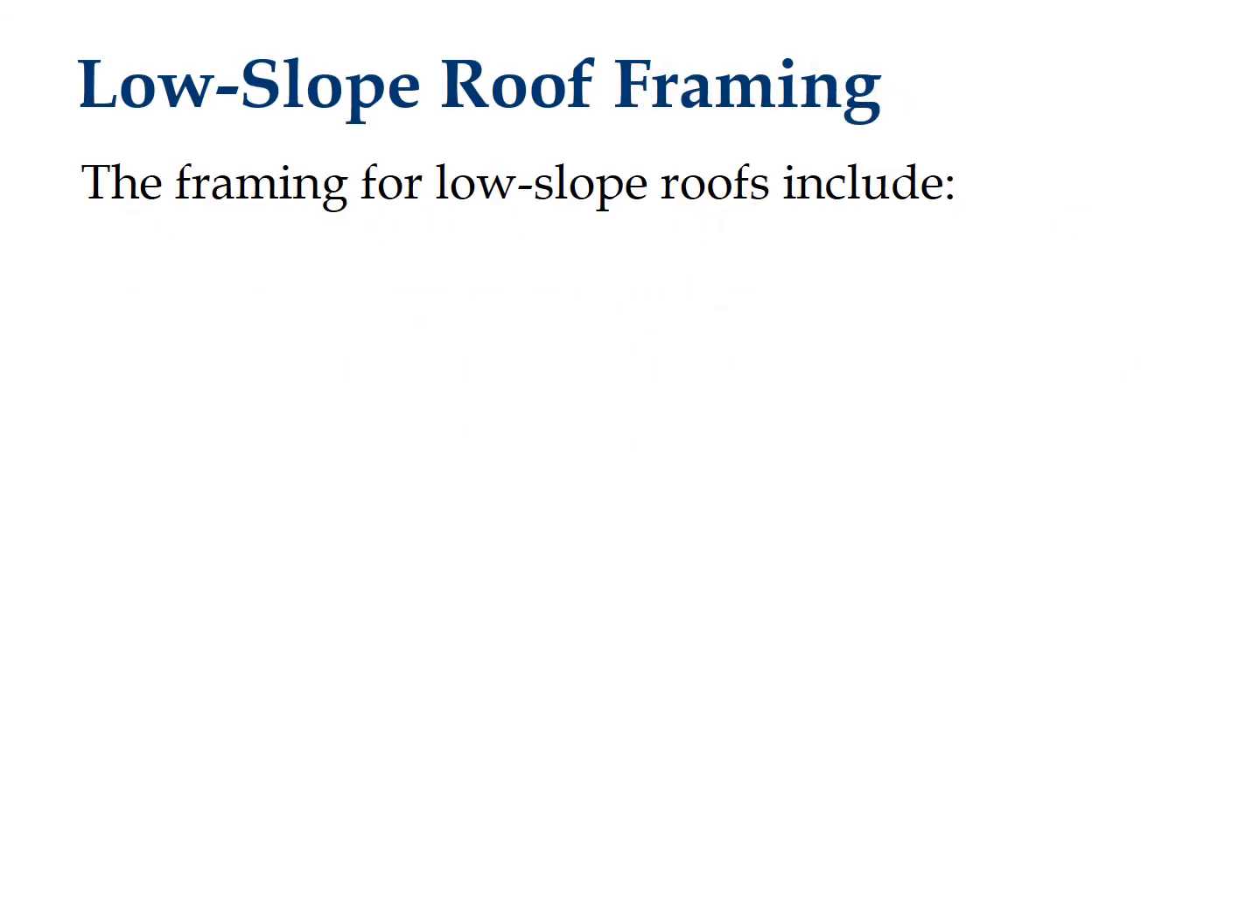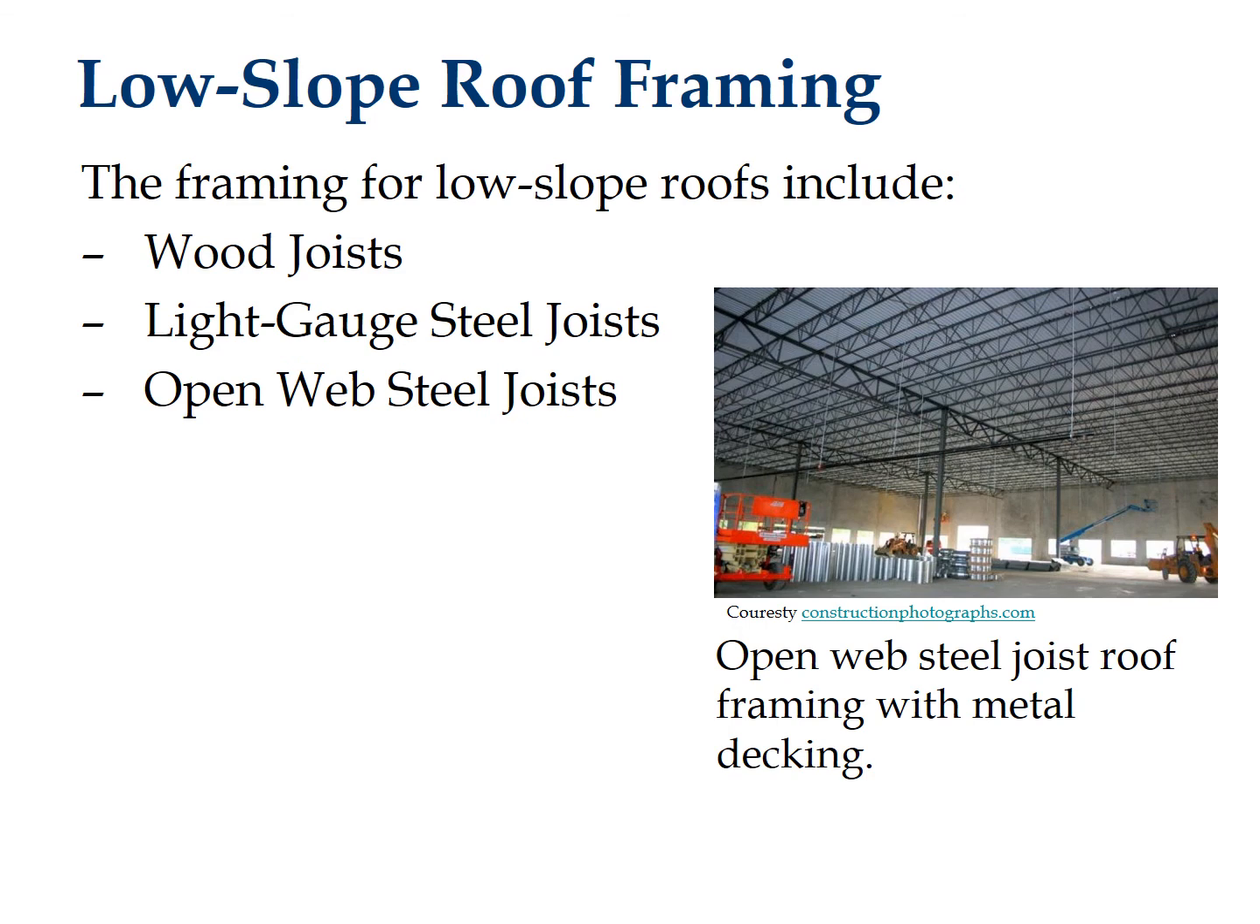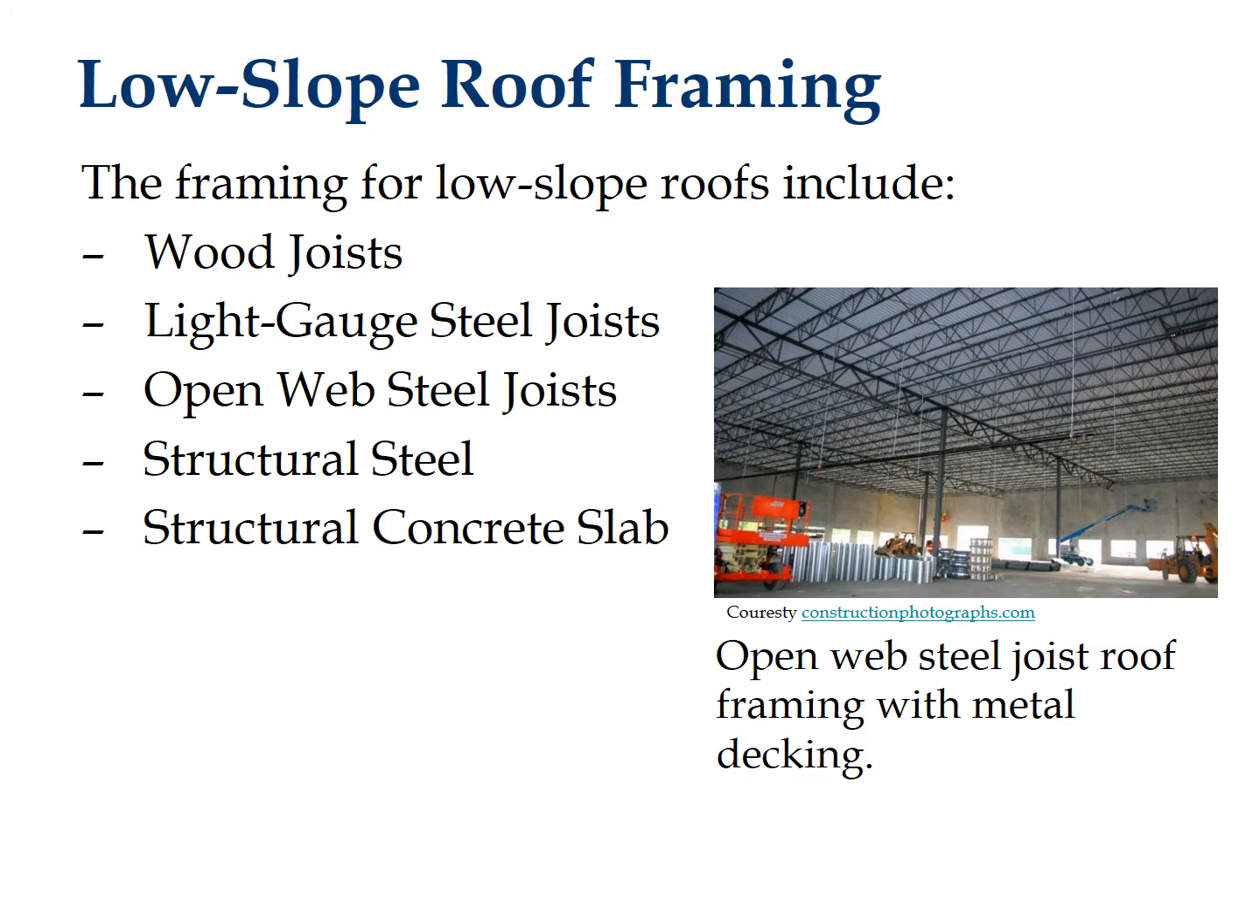The framing for low slope roofs include wood joist, light gauge steel joist, open web steel joist. Here you see an example of a commercial building with open web steel joist roof framing with metal decking, structural steel, and a structural concrete slab.